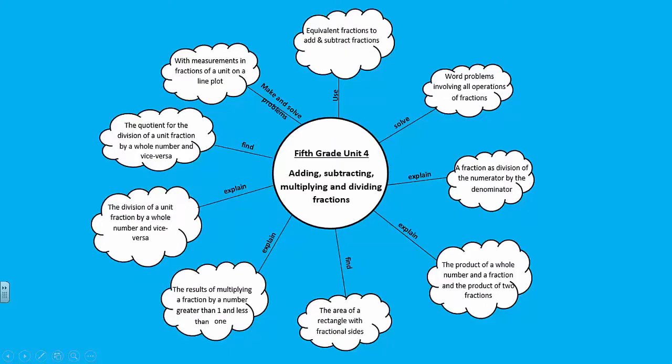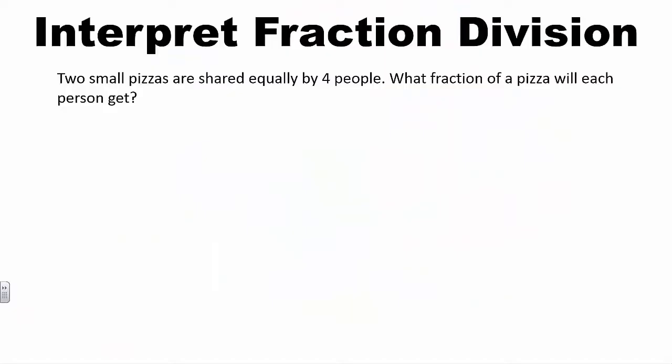In the next segment of the video, we'll look at standard NF3, interpret a fraction as division of the numerator by the denominator. Students need ample experiences to explore the concept that a fraction is a way to represent the division of two quantities. For example, 2 small pizzas are shared equally by 4 people. What fraction of a pizza will each person get?